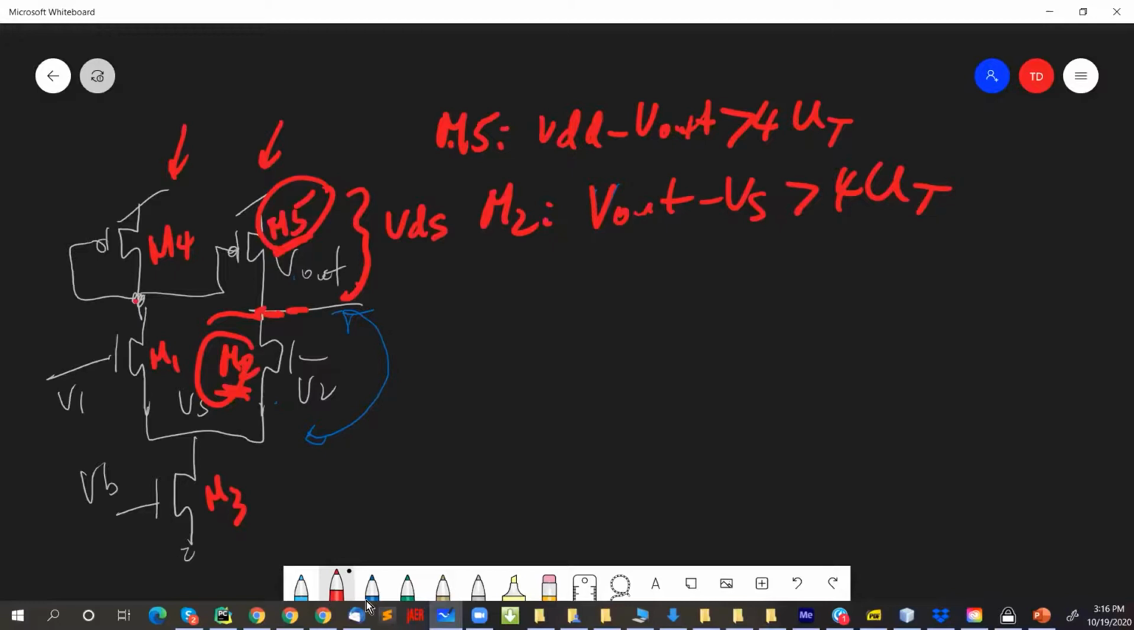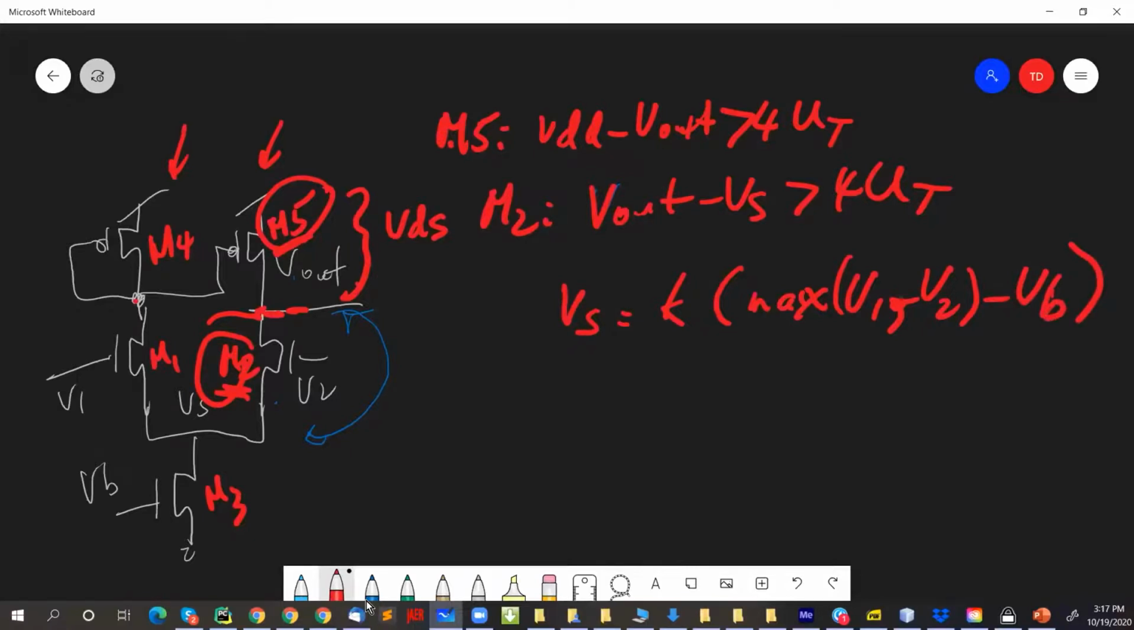So that means, let's see now. What do we have from before? One second. I need that one equation. Okay, so we know that VS, like from the previous slide, Vx has to be the max of V1, V2 minus VB. That means for M2 to stay in saturation, V out minus VS has to be greater than 4 UT.